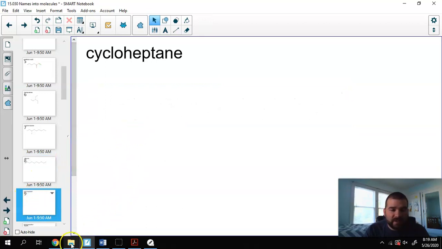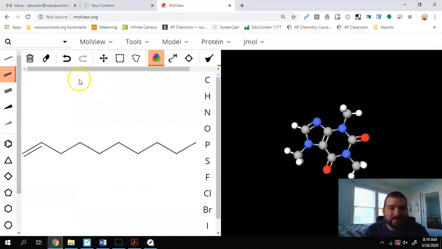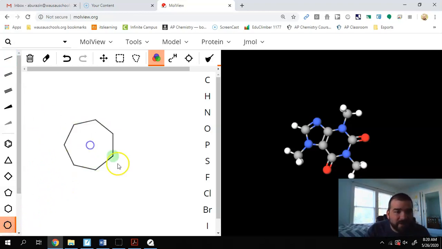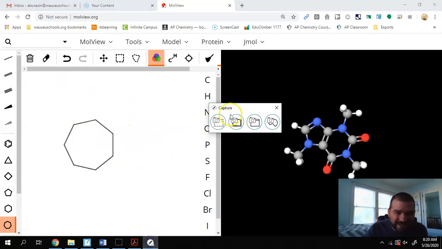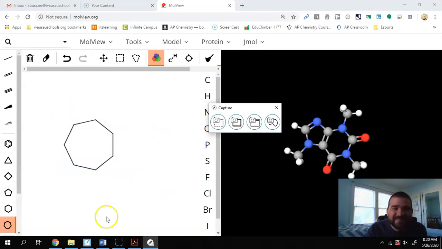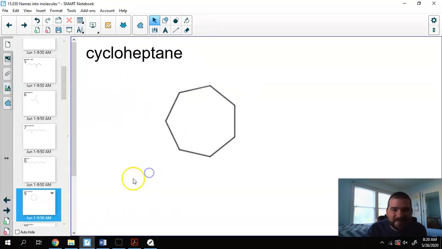And cycloheptane. Cyclo, that means a ring. Heptane is implying 7 carbons. So we have a 7-membered ring. And I'm going to have a heck of a time drawing this. Ha, never mind. They got one for me. Boom. Totally cheated. Drawing a 7-member ring is not easy, but obviously it's just a 7-sided shape. So thankfully I didn't have to do that freehand. I don't think that would have ended well. Looks like that.